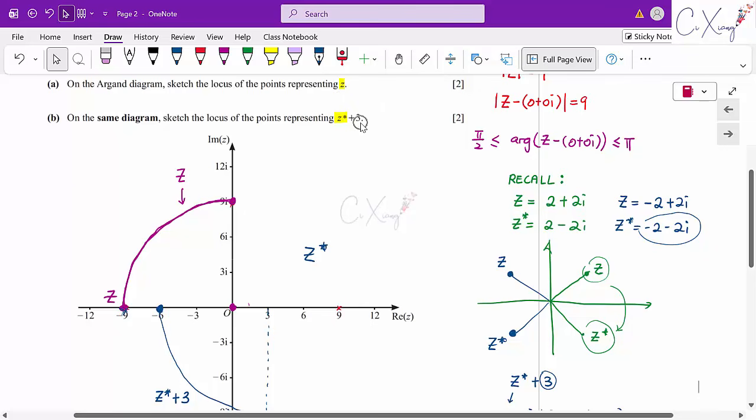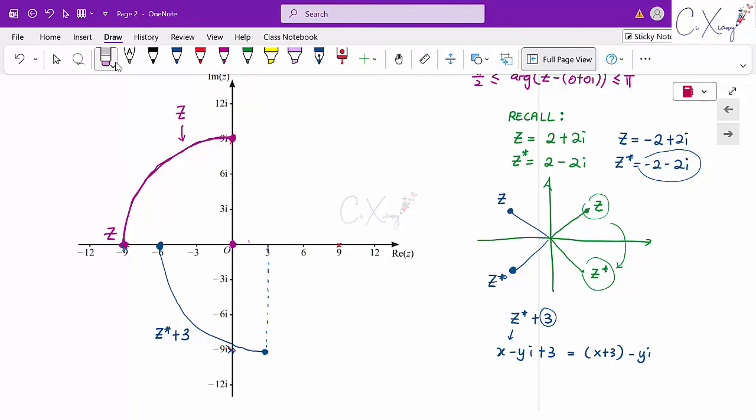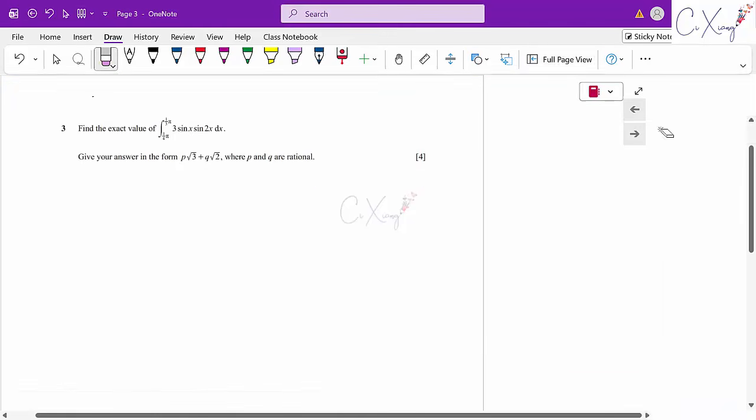plus 3. This plus 3 belongs to the real part, which is the x, and it means that you have to move it 3 units to the right-hand side. Therefore, you shift your whole graph 3 units to the right and your curve will eventually look something like this. Please make sure that you label it clearly, which is z conjugate plus 3. Alright, so this is how we solve this question.